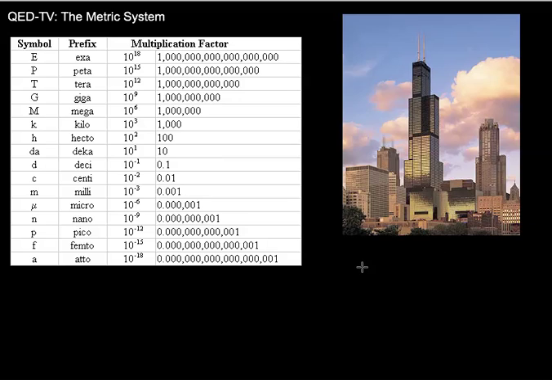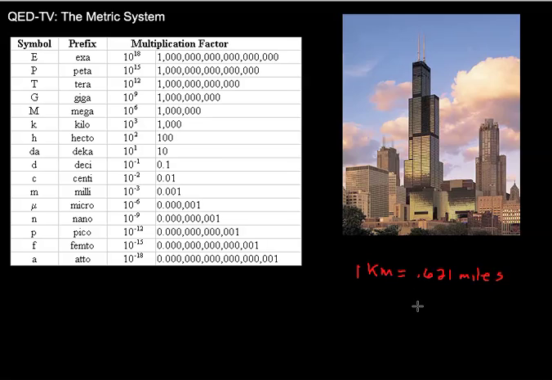A kilometer, 1 kilometer. A lot of you are used to miles, so what is it in terms of miles? It's a little over half a mile. A kilometer is a little over half a mile. To be exact, it's 0.621 miles. It's like 0.6 of a mile.